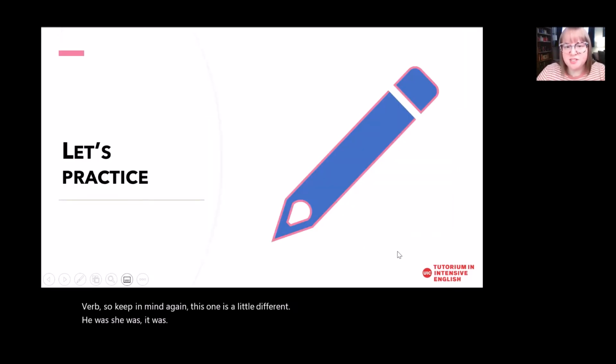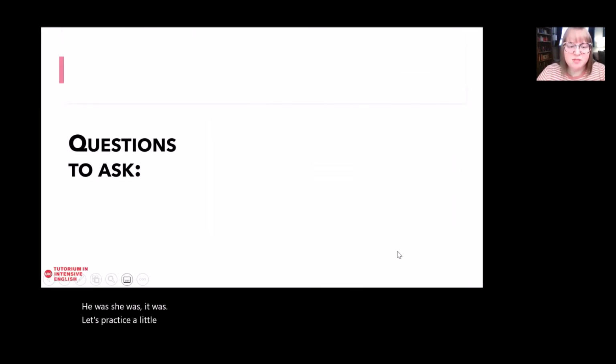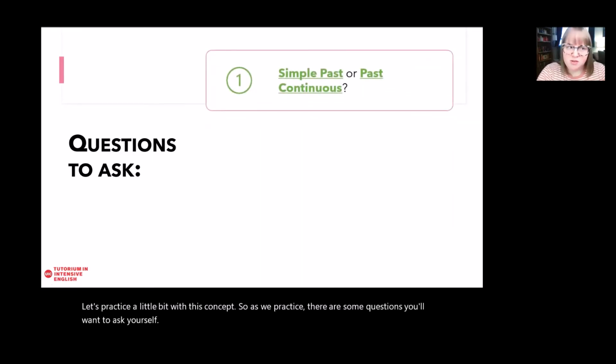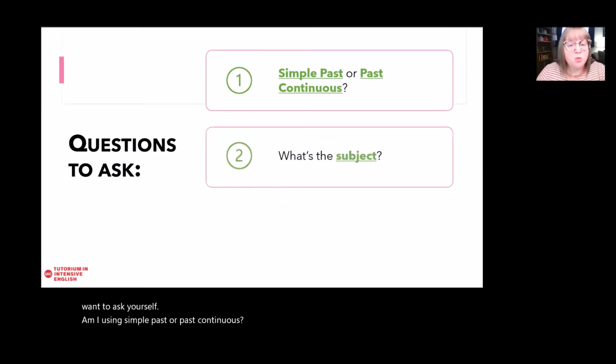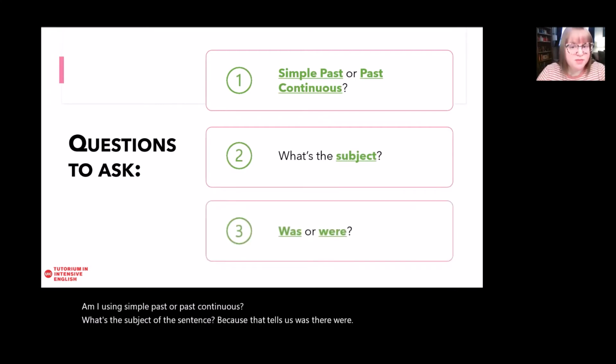Now let's practice a little bit with this concept. So as we practice, there are some questions you'll want to ask yourself. Am I using simple past or past continuous? What's the subject of the sentence? Because that tells us was or were. That's important.